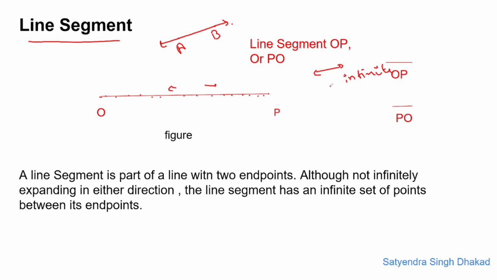For example, if I say line OP, then it will expand in the OP direction. But if I say line segment OP, then it will be fixed at OP. Let's say here is a point A. Then I can also say OA is a line. But OP is a line segment. It won't move any further.